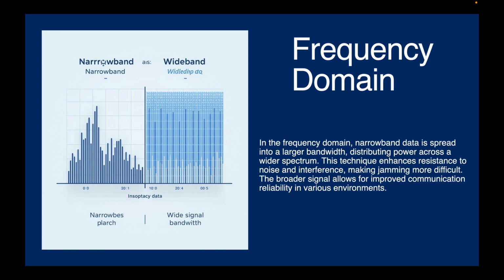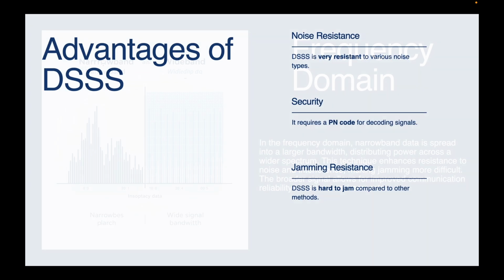Frequency domain. In the frequency domain, narrowband data is spread into a larger bandwidth, distributing power across a wider spectrum. This technique enhances resistance to noise and interference, making jamming more difficult. The broader signal allows for improved communication reliability in various environments.